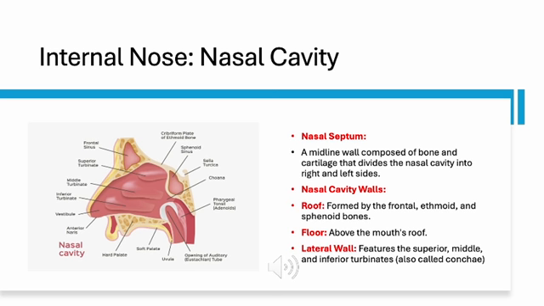Nasal cavity walls. The roof of the nasal cavity is formed by the frontal, ethmoid, and sphenoid bones. The floor is above the mouth's roof, and the lateral wall features the superior, middle, and inferior turbinates, also known as concha, which increase surface area to warm, moisten, and filter air.